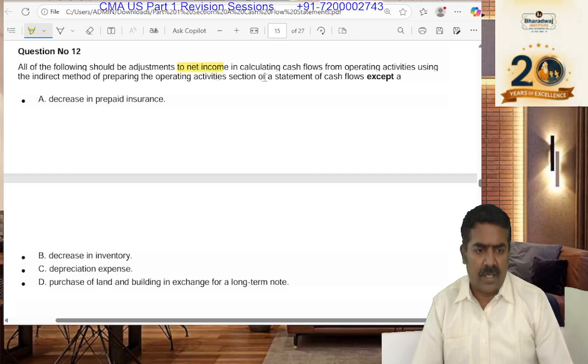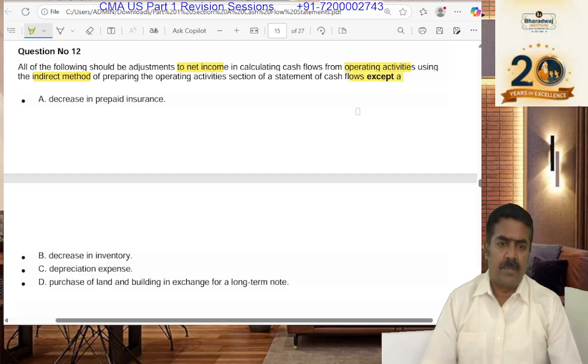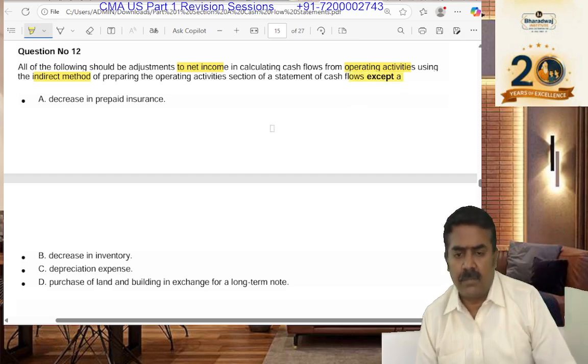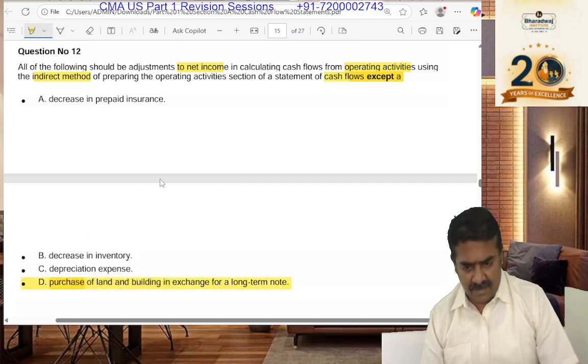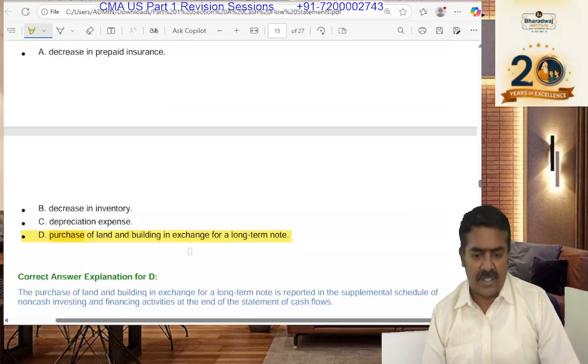Net income for calculating operating activity using indirect method for preparing operating activity, all of these except which one? Which one you will not consider? This is which activity? Investment activity. That is also a non-cash item.